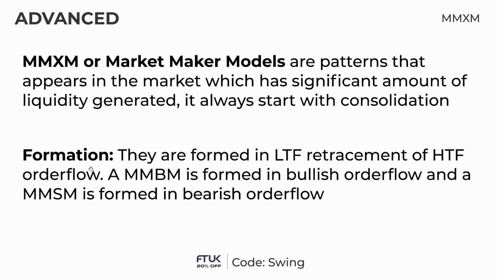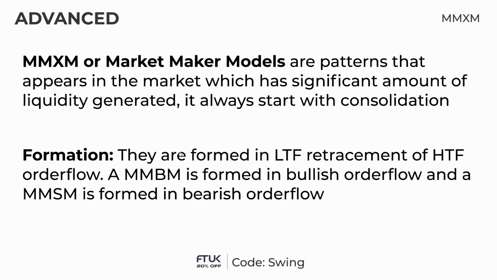Then if we look into where they are formed: in the low time frame retracement of high time frame order flow. Remember, we talked about retracements and high time frame order flow in the previous lesson. If you haven't watched that, you can check it in the description. Link will be given there. I'm just going to quickly recap. When the market is in an uptrend or downtrend, let us assume it's an uptrend, and there is a retracement there. In that retracement, if we zoom in and go to the low time frame, we'll see a bearish order flow, right? In that bearish order flow, we will see this pattern appear, and then the market is going to reverse and then go to the upside.